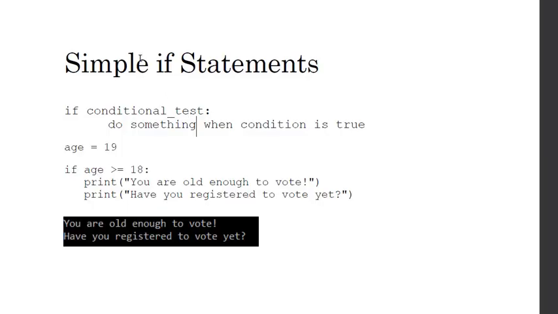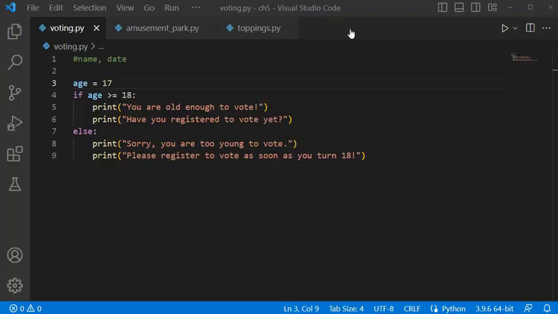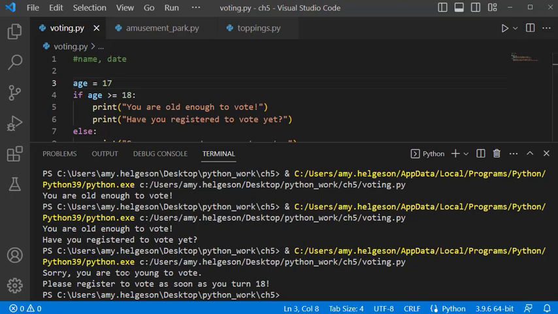Next, let's look at the if-else statement. So if this condition is true, let's do this portion. Else, if this condition is false, let's go ahead and do this. So let's go ahead and add the else in here to our voting.py file. I've updated the age to 17 so that this test here will become false, so that the else will go ahead and execute. Okay, so it says, sorry, you are too young to vote. Please register to vote as soon as you turn 18.